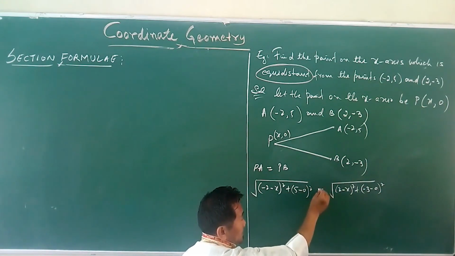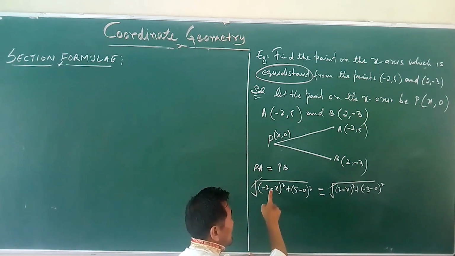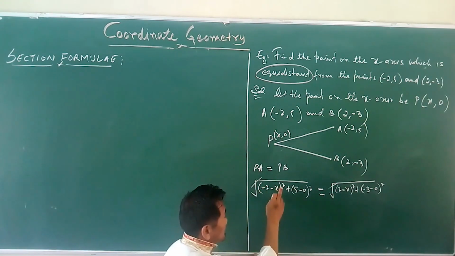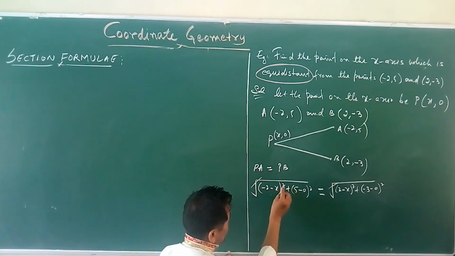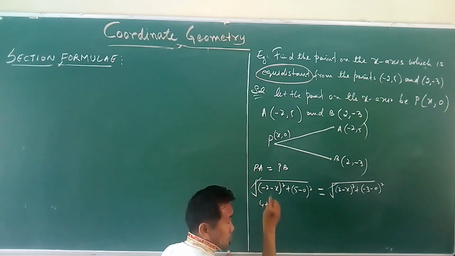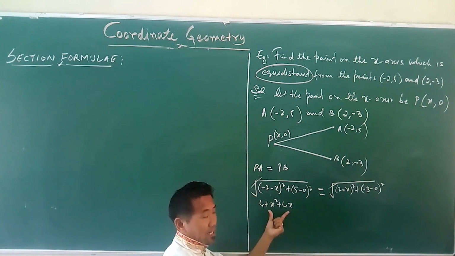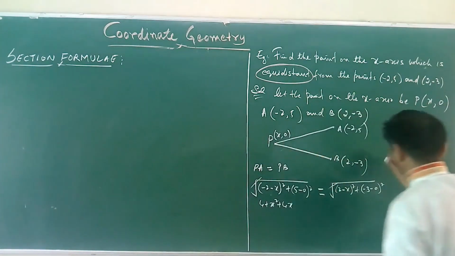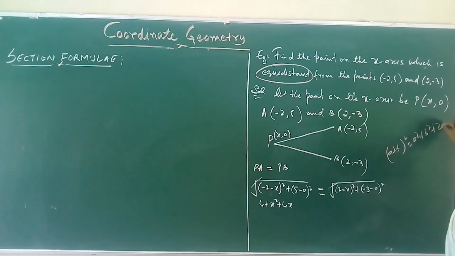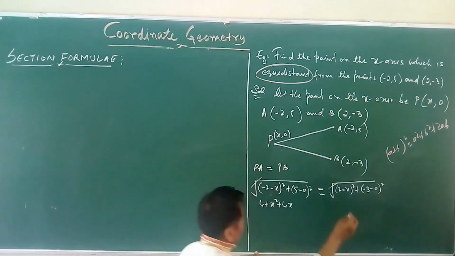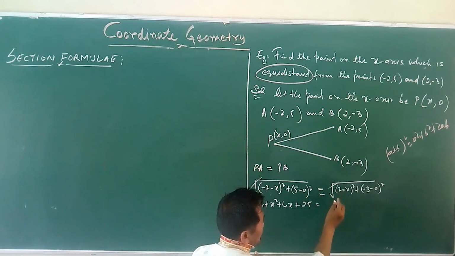Then, with the equal sign, the square roots cancel, and now we apply the identity: a plus b whole square equals a square plus b square plus 2ab. Negative squared becomes positive. So (x + 2) squared is x square plus 4x plus 4, plus 5 fives are 25, and 0 is 0.